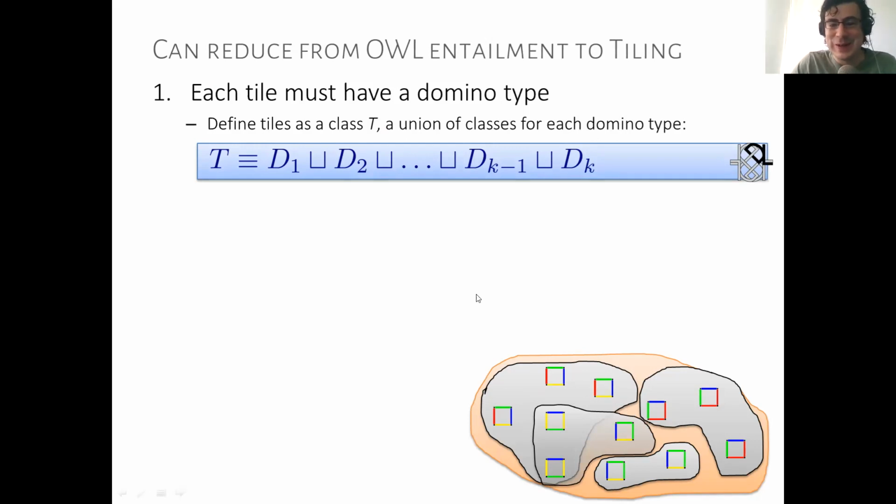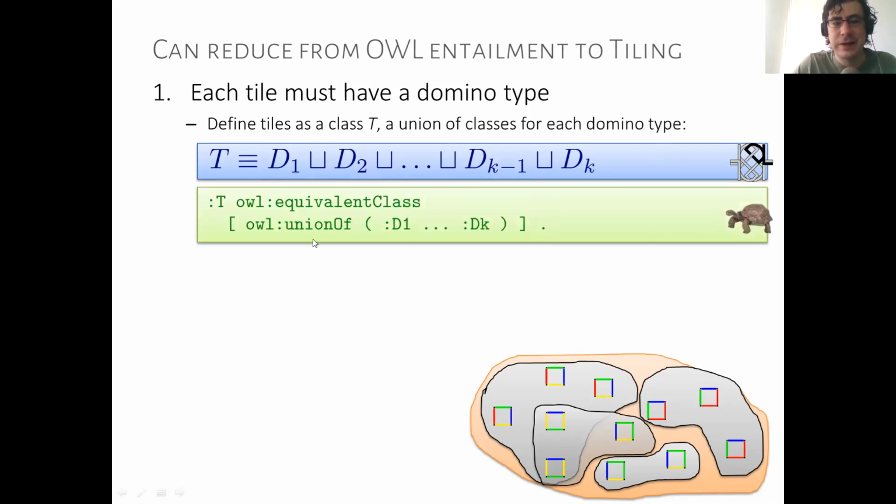So at the start, we're not going to define them to be disjoint. We're going to define T, the class of tiles, to be equivalent to the union of all the classes of dominoes. So this is equivalent class here, and this is union. Or if we wanted to look at it in Turtle, Tile is equivalent class to the union of D1 to DK, where D1 to DK are the dominoes that are provided to us as part of the input for the domino tiling problem. So we define this setting here, but we still haven't defined that a tile can be an instance of more than one domino.